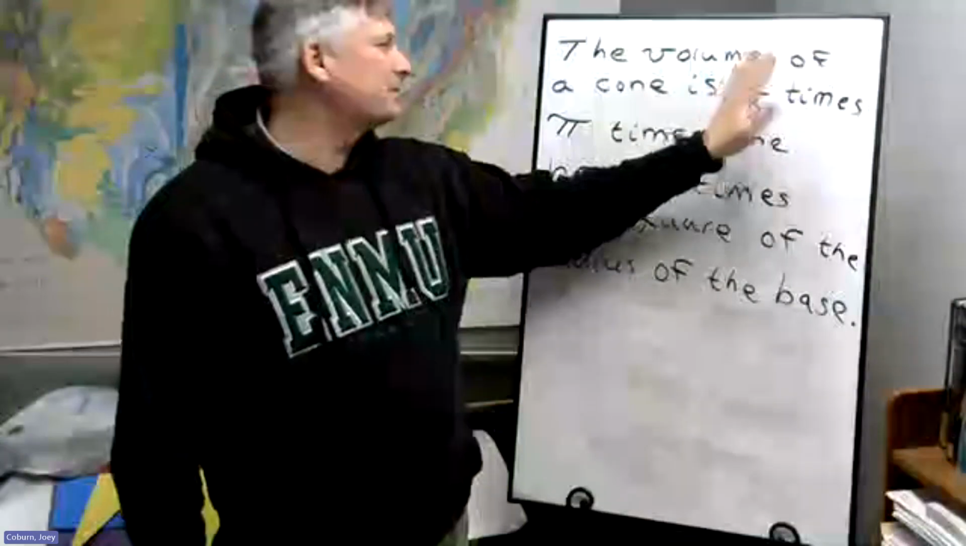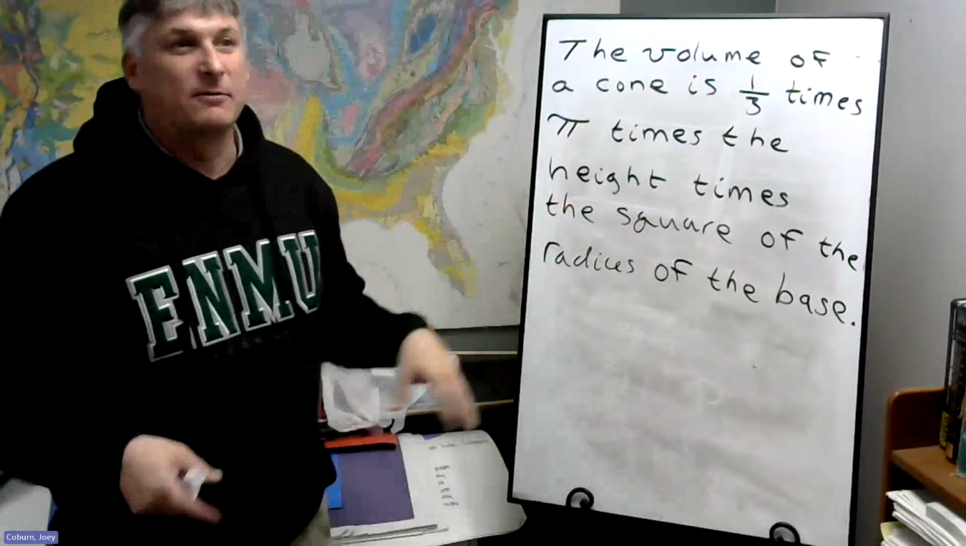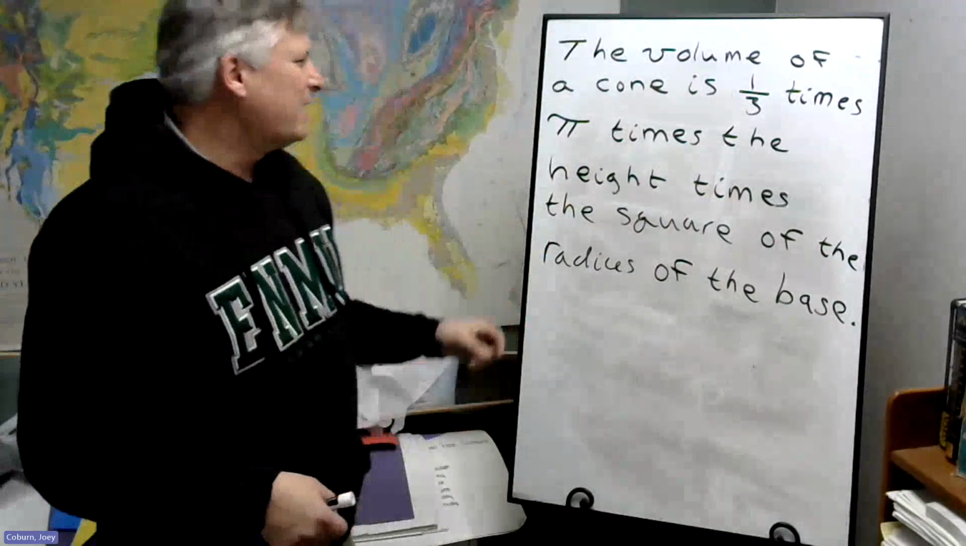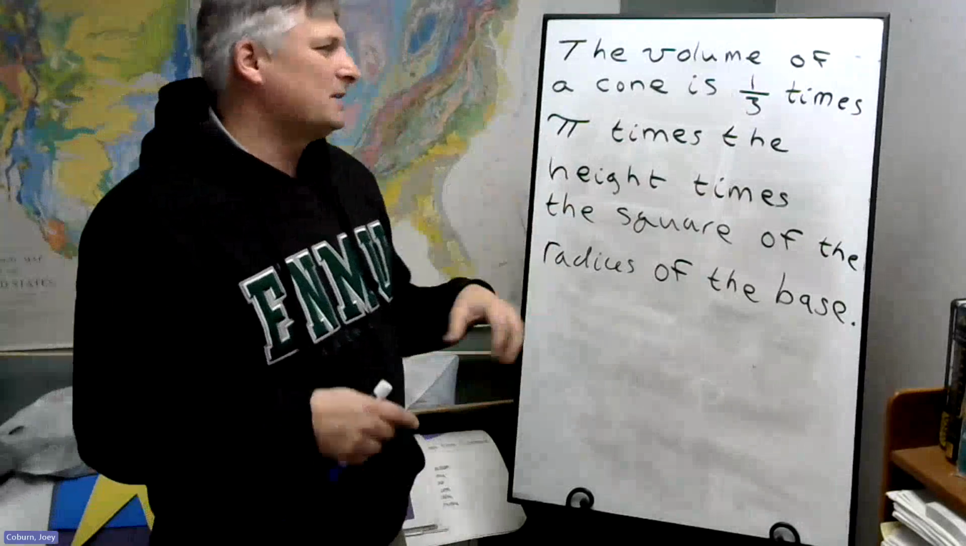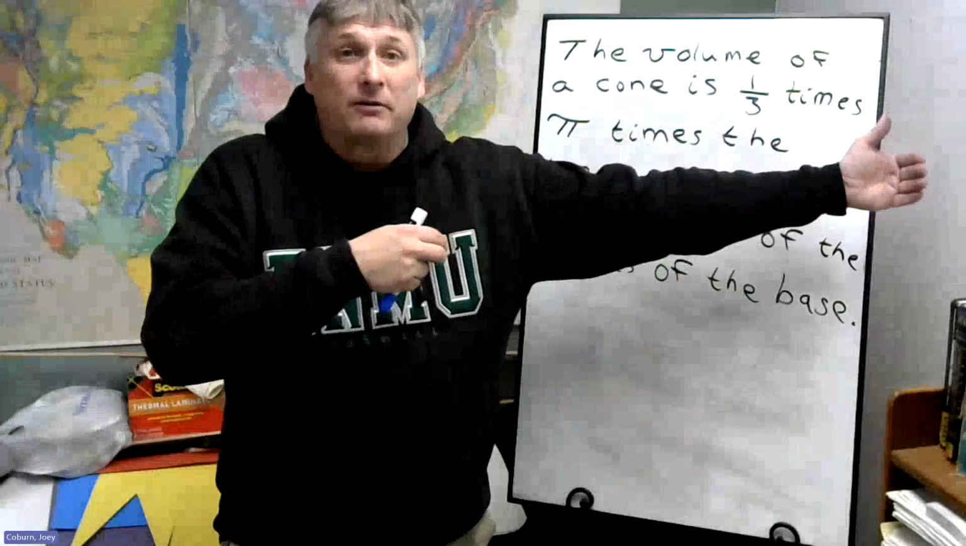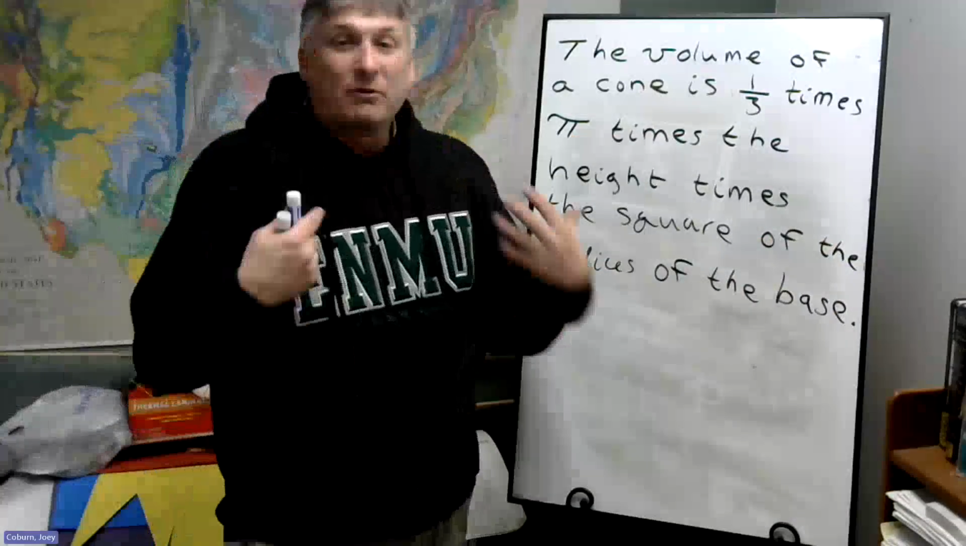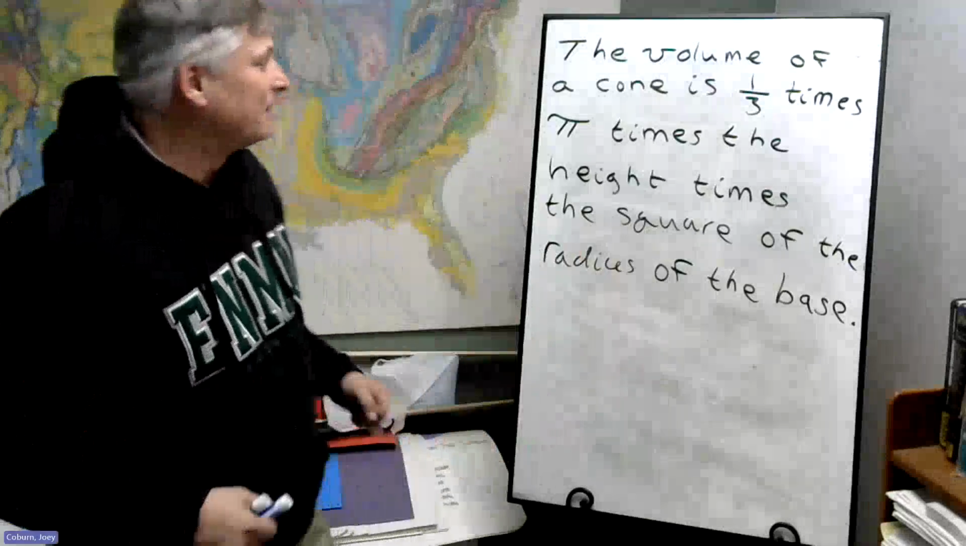All right, let's consider this one. The volume of a cone is 1/3 times pi. This is the symbol pi. It's a Greek letter. We use it to represent this infinite decimal, 3.14159, which goes on forever, and we usually round it off to 3.14.